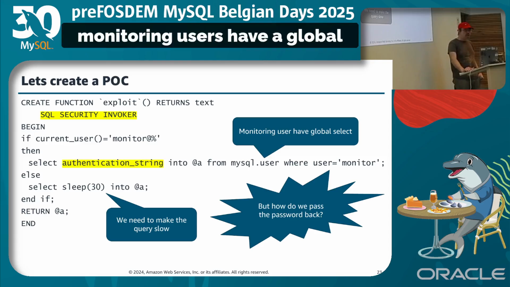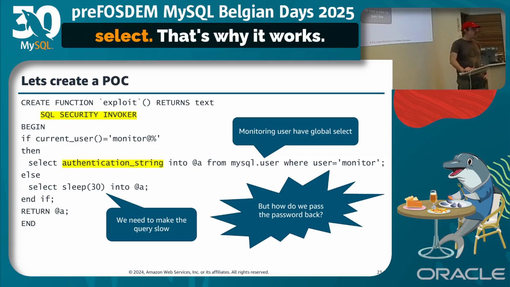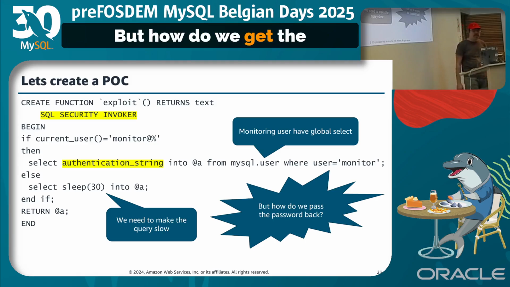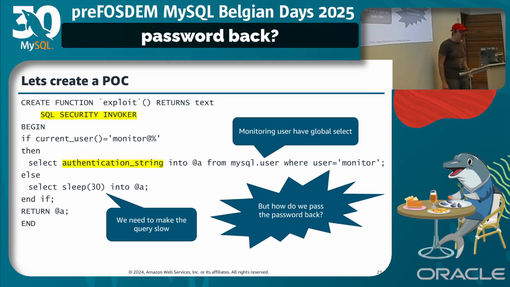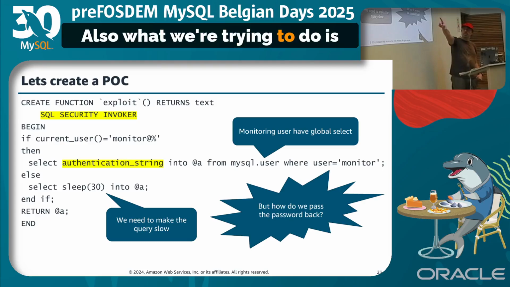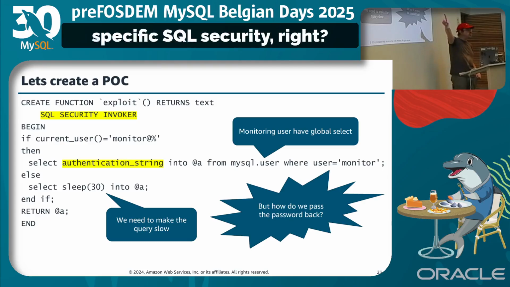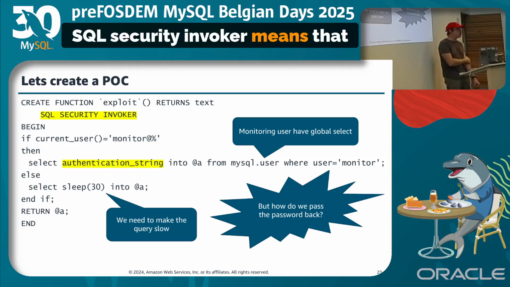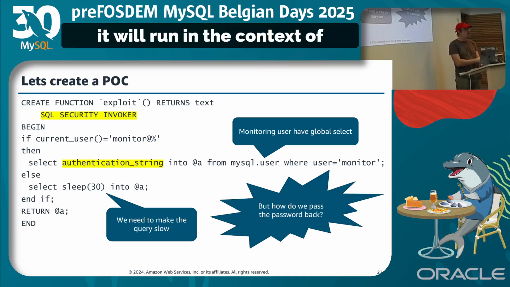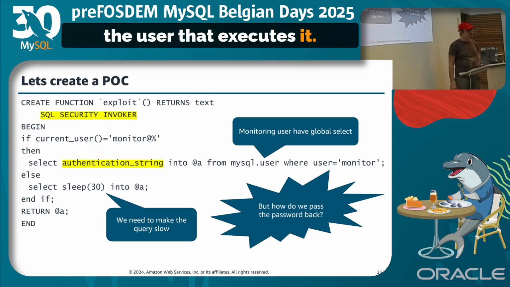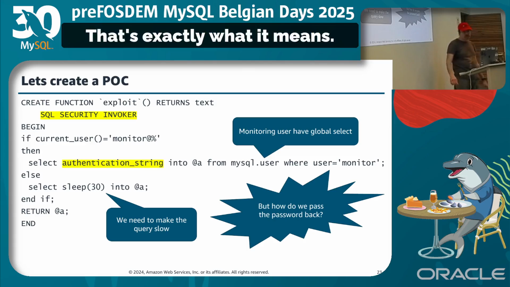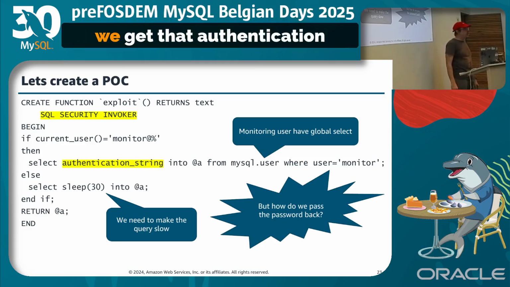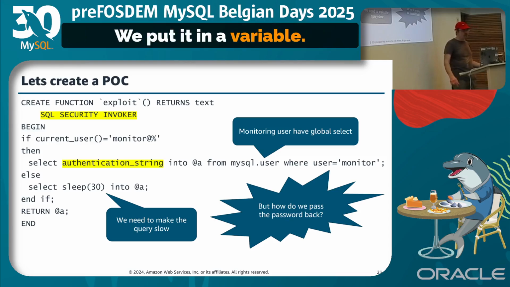Now, the monitoring user has a global select, that's why it works. But how do we get the password back? Also, we're trying to run it with a specific SQL security. SQL security invoker means that it will run in the context of the user that executes it. That's exactly what we want. Now, the challenge here is how do we get that authentication string? We put it in a variable.